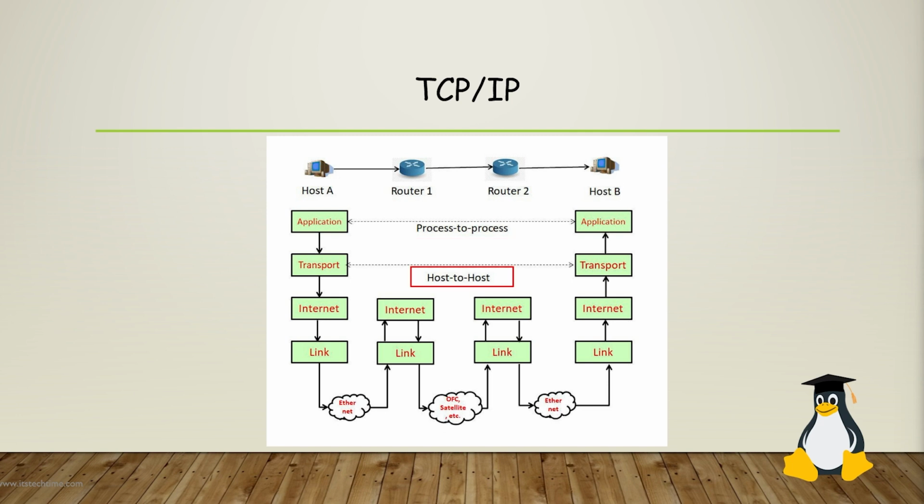This also shows the host-to-host communication that took place between the transport layers. The data was never changed at the transport layer on the two routers that did nothing but forward the data, almost as if it was direct communication between host A and host B.